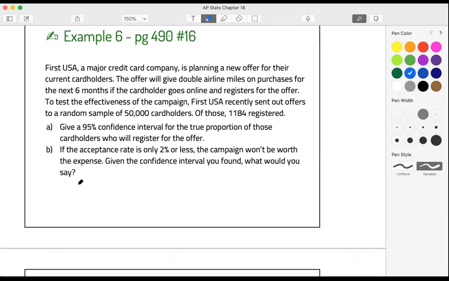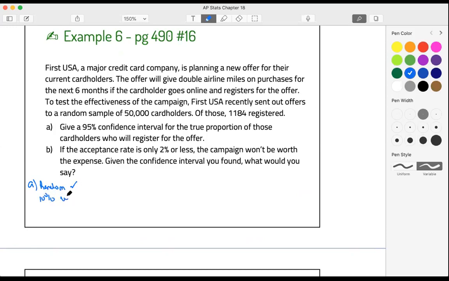For part A, before we do that, let's go through this whole process. We have to check some conditions here. The first condition we have to check: do we have a random sample? The answer to that is yes. It says it was sent to a random sample of 50,000 cardholders. The next one, 10%.